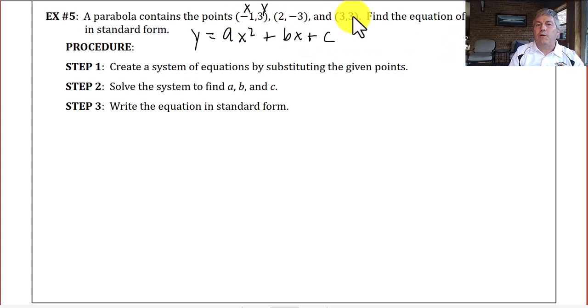And since we have 3 different points and 3 different x's and y's, we're going to use 3 different equations and solve a system of 3 equations in 3 variables to solve for a, b, and c. So what that looks like, I'll show you here in just a minute. But we'll use point 1 and put the x's in. -1 will go in for x, and then y will be our 3, and so forth. So I'll set that up for you.